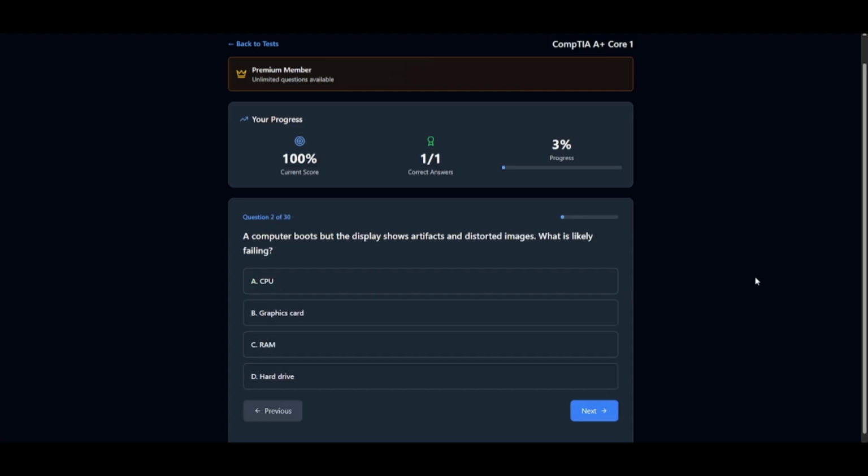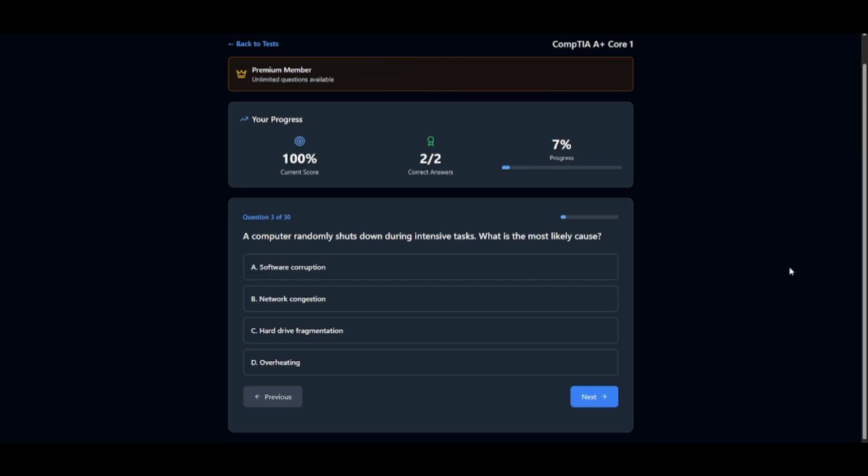Question number 2. A computer boots, but the display shows artifacts and distorted images. What is likely failing? Think about this for a moment. Okay, and the answer would be B, the graphics card. This would be the most likely culprit as to why you're seeing distorted images on your display. For the A+ Core 1, it's very, very important that you know which symptoms occur when certain parts are failing. Very important to memorize. Regardless, let's move forward.